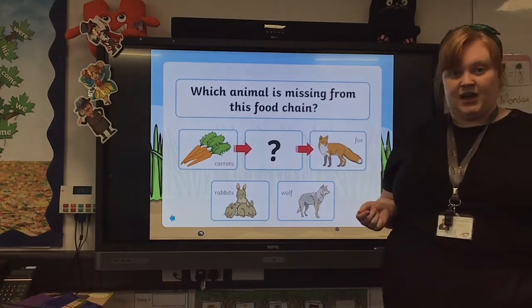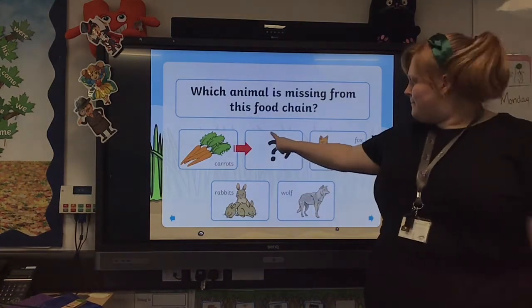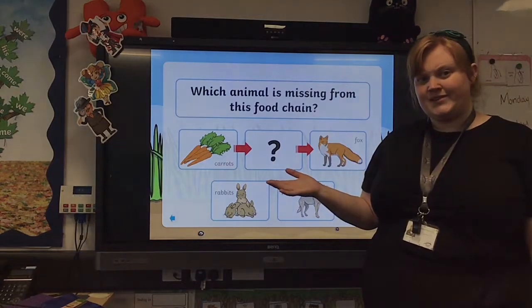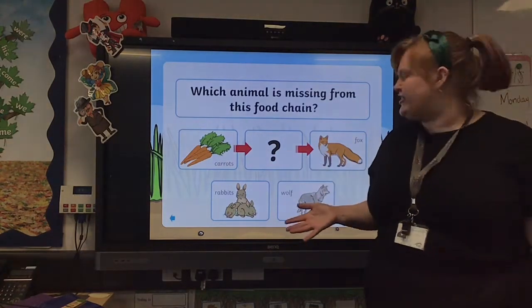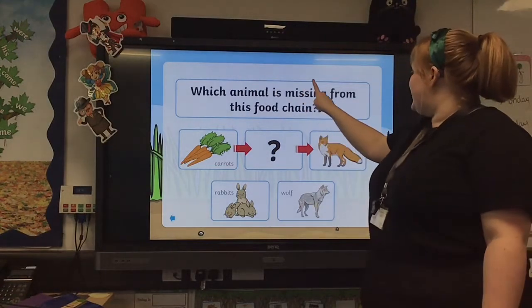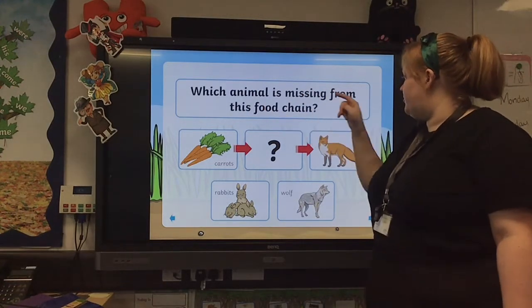Okay, now this time there's a big mark here. Does anybody know what that is? It's a question mark. So it's asking us a question. Which animal is missing from this food chain?